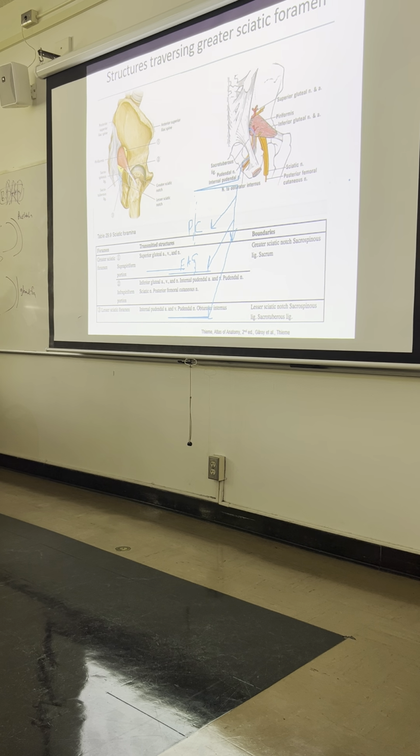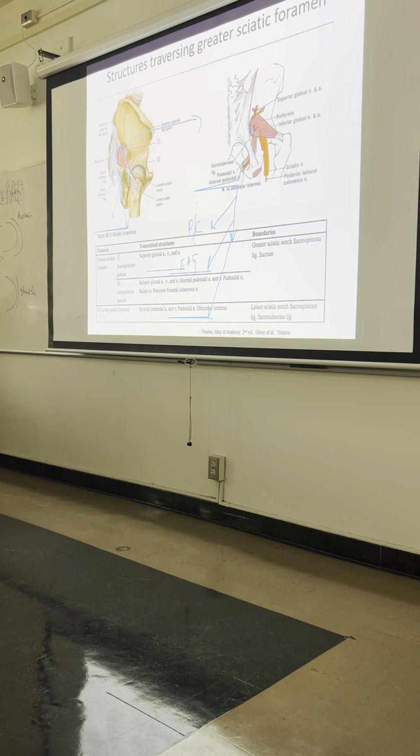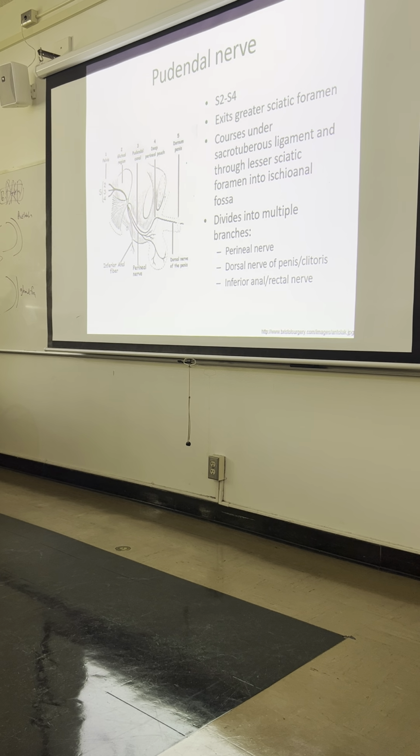Okay, so moving on. How do we find the greater sciatic foramen in the cadaver? Just look for the piriformis coming down. Okay. And look for superior gluteal vessels coming out the top, inferior gluteal vessels coming out the bottom, sciatic nerve popping down there, etc. Okay, not too bad. All right, cool.